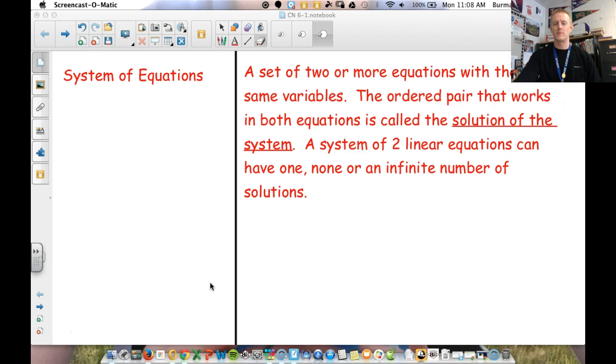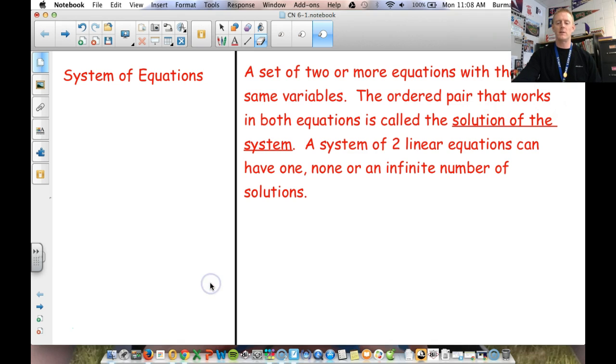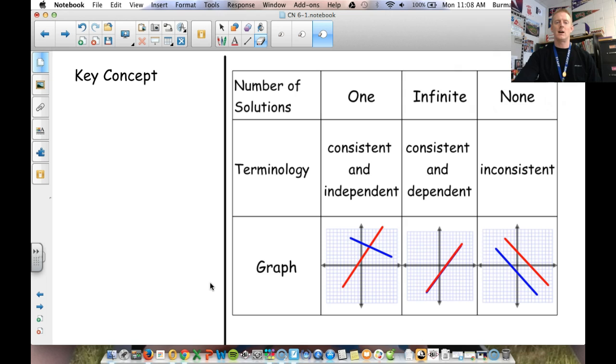Our big idea for today is that the number of solutions gives us different vocabulary words or terminology that we need to be aware of. If I have exactly one solution, that means the lines are going to cross and make an intersection. So the solution for this graph is where the two lines intersect. If there's one solution, that means the graph is consistent and independent.